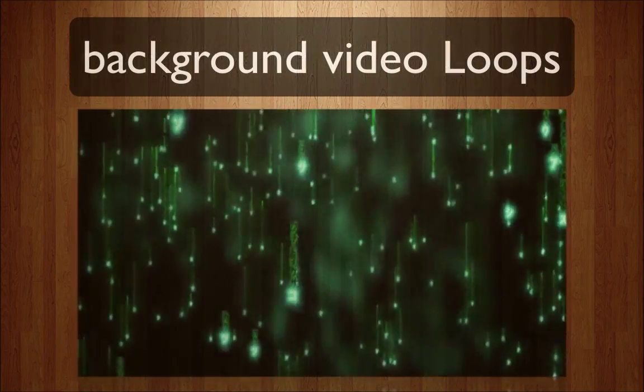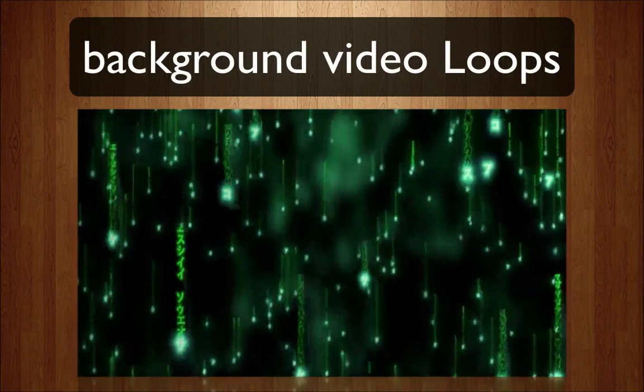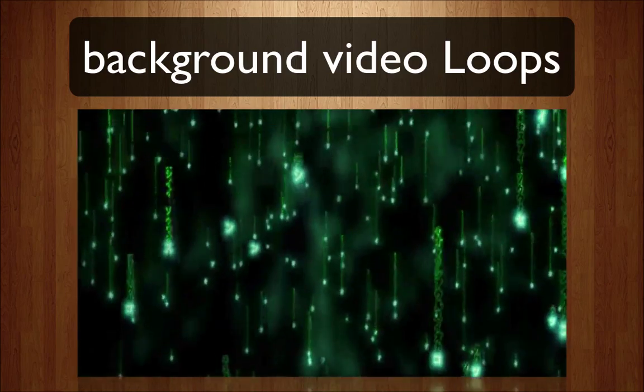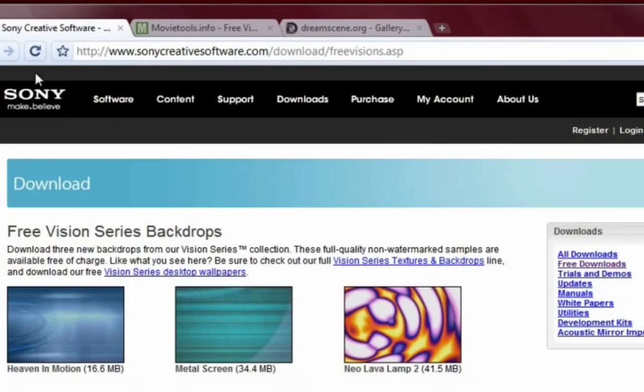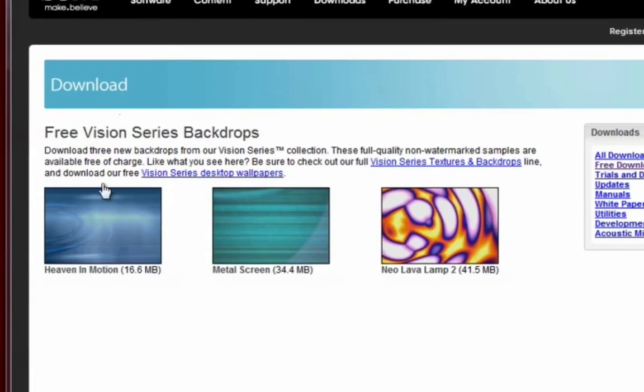And once you have Windows Movie Maker, you're going to need some background video loops for your intro. To download these background loops, I've included links to three websites where you can find really awesome background loops for your videos. The first link is a website from Sony Creative Software, which only has three looping videos, but they are three very good background loops that I've shown in another video. So if you want to download them, feel free to go ahead and download them.